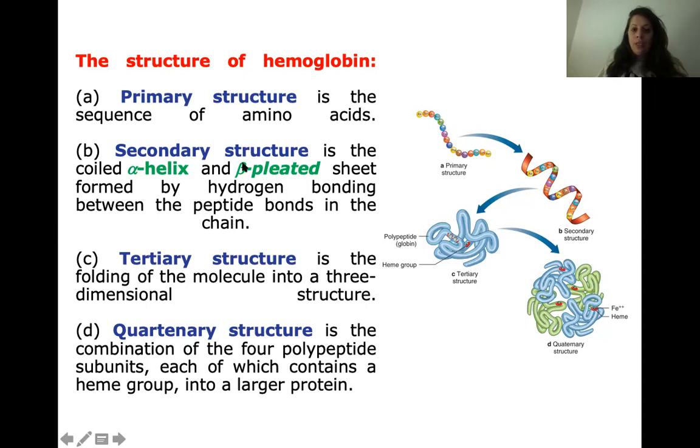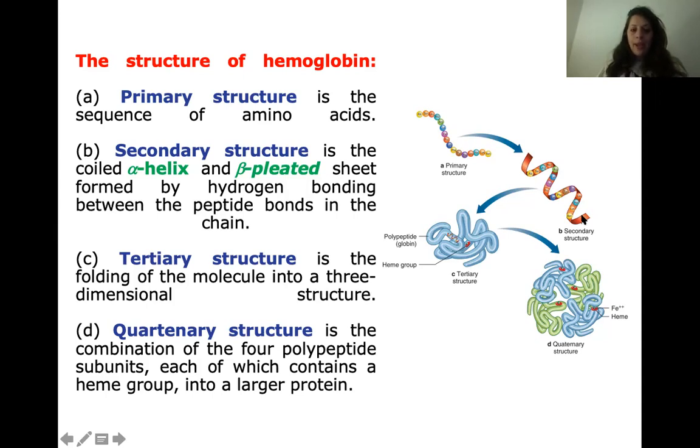The secondary structure is the one that creates either the alpha helix or the beta pleated sheets that are formed by hydrogen bonds between the peptide bonds in the chain. And you can see here a helix.